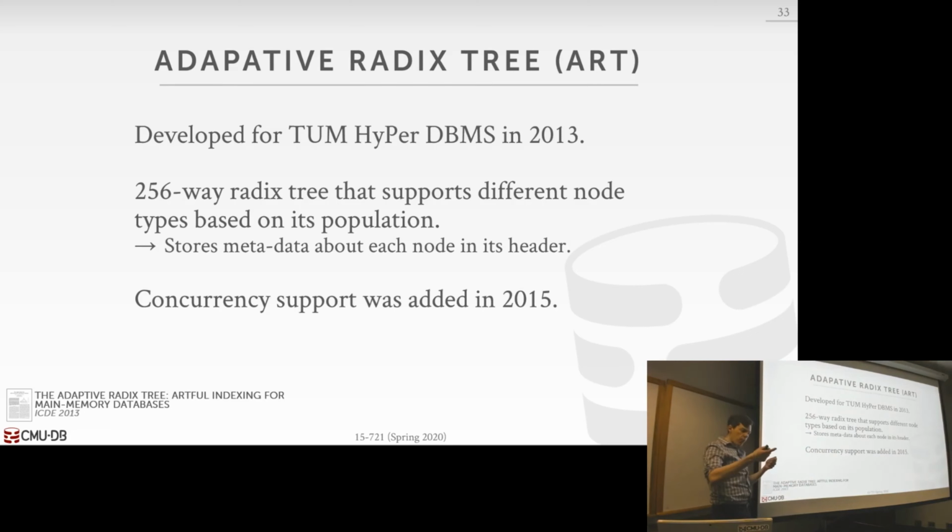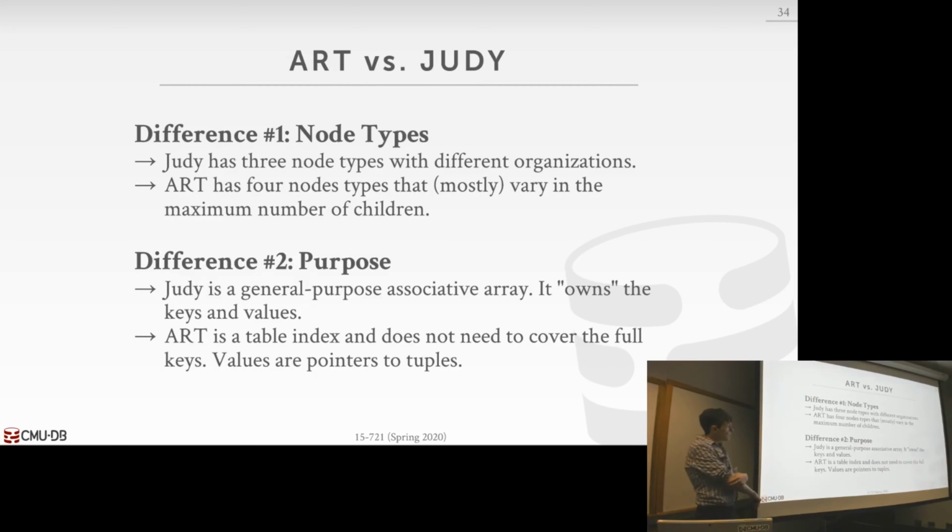So it doesn't have pointers to tuples. It is actually the tuples themselves. Again, we're going to do the same thing as in Judy array. We're going to store metadata about every node in the pointer. And then there is no way to easily, actually at all, do a latch-free radix tree or ART index. They're going to do that version latching that I mentioned earlier today.